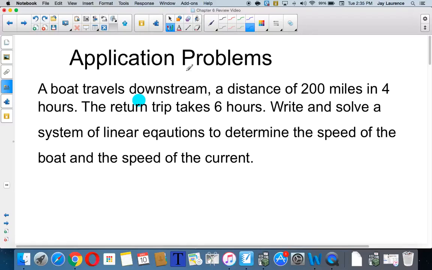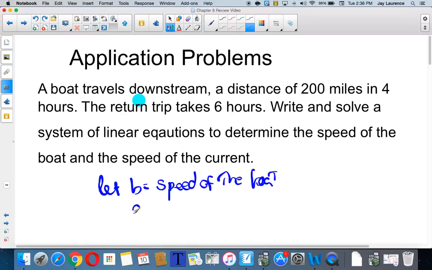Well, first of all, I'm going to let b equal the speed of the boat. And I'm going to let c equal the speed of the current.